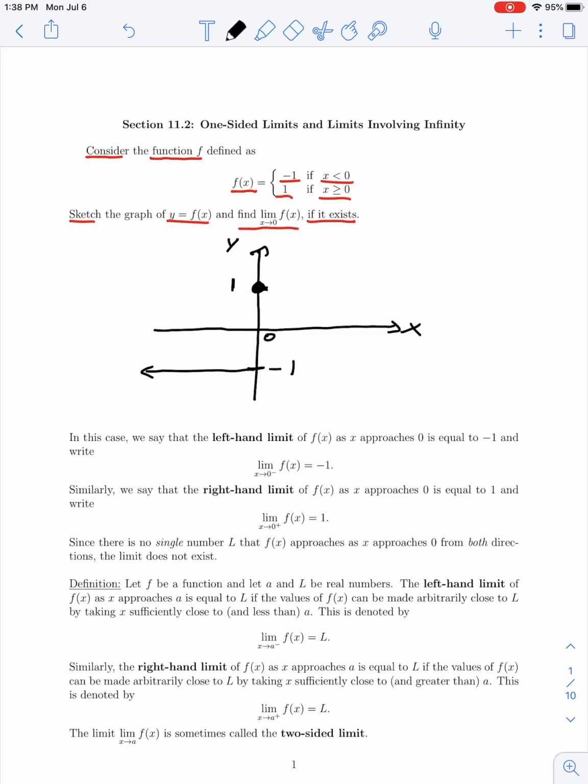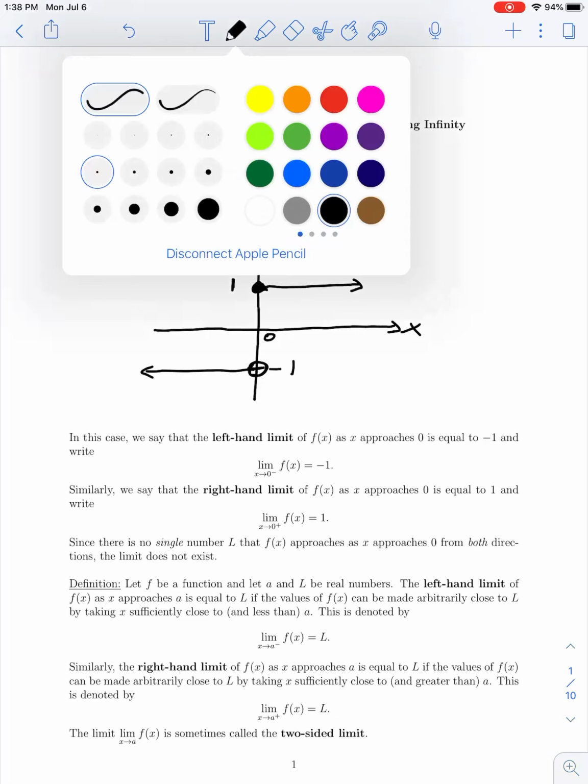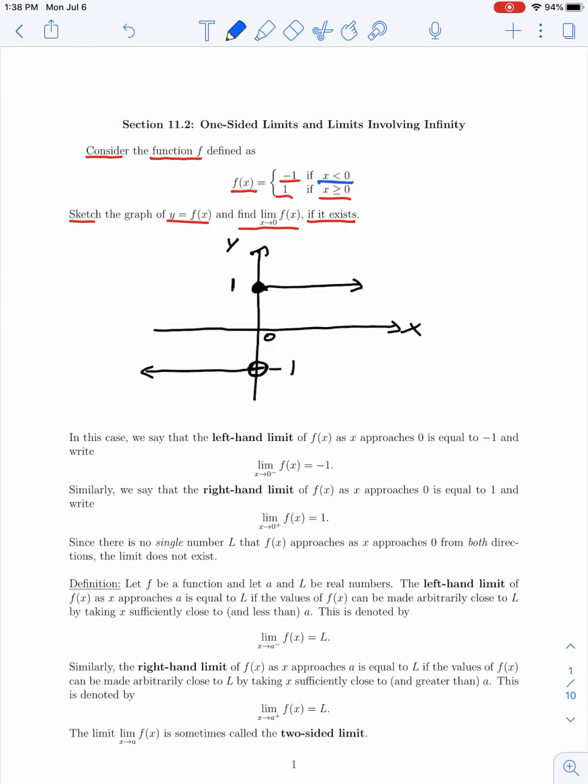So when x is equal to 0, we jump to a y value of +1. So we're going to have a closed point at (0, 1). And for all positive values of x, our function remains at that constant y value of 1. Now, for the part of our function where x is less than 0, as we're approaching 0 here, we're going to have an open point at (0, -1), because this inequality was a strict inequality. When x is equal to 0, we're not equal to -1, but it jumps to +1.